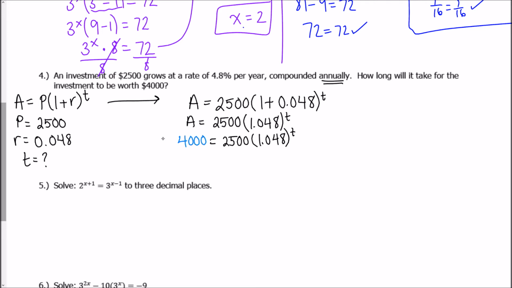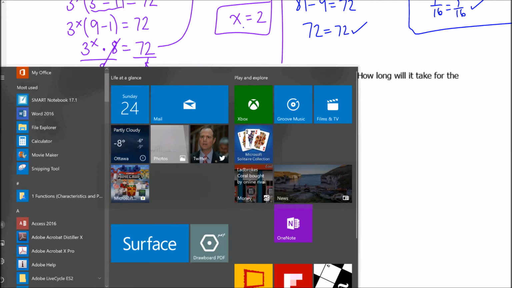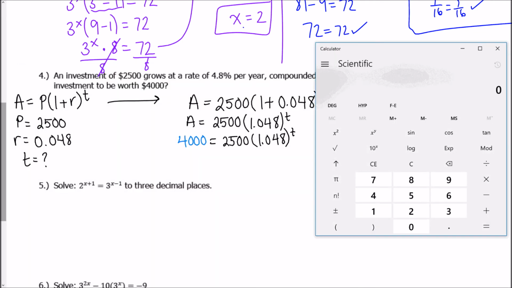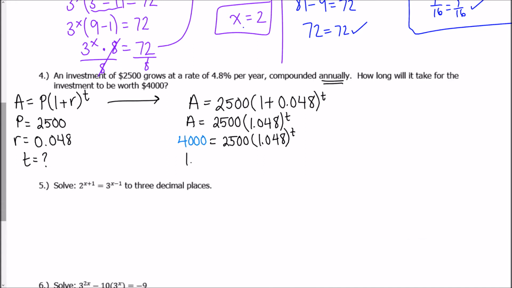So now I'm going to divide both sides by 2,500 because my goal is to get this t alone. So I want to get rid of this 2,500 right here. If I divide 4,000 by 2,500, I get 1.6. So here I get 1.6 equals 1.048 to the power of t.